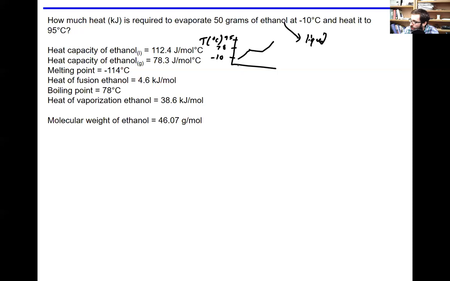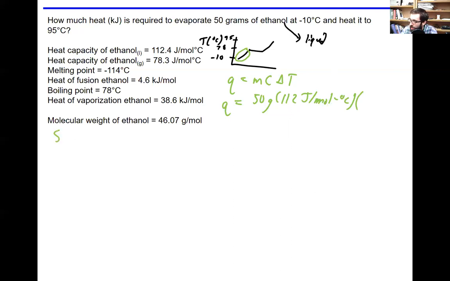And so for the first part of this heat curve, in green, we're going to use Q equals MC delta T. Calculate the heat. So we want Q, we want heat. We have 50 grams given to us. The heat capacity of liquid ethanol is given to us as 112 joules per mole degree, unfortunately. So that means we're going to have to take this 50 grams and convert it to moles.